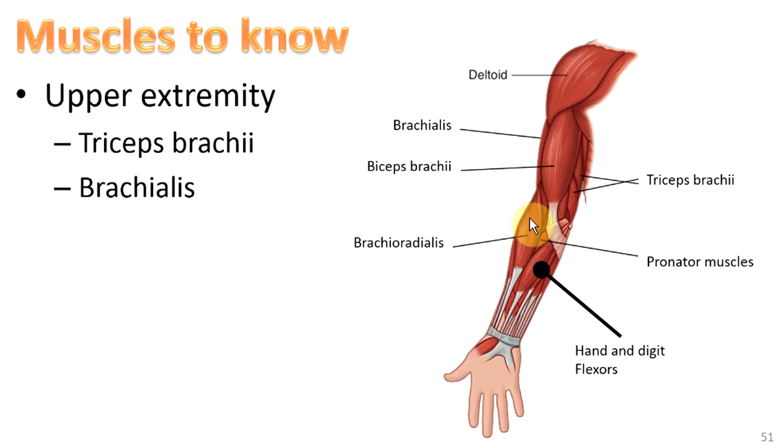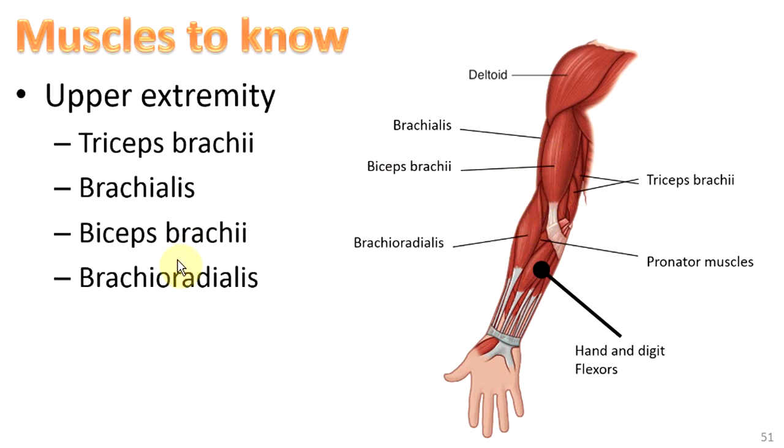But elbow flexion. So both of those along with the biceps are elbow flexion. Biceps brachii, elbow flexion. Originates on the scapula in 2 different spots.